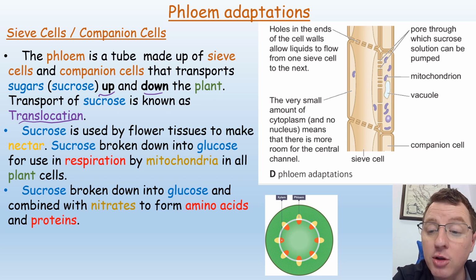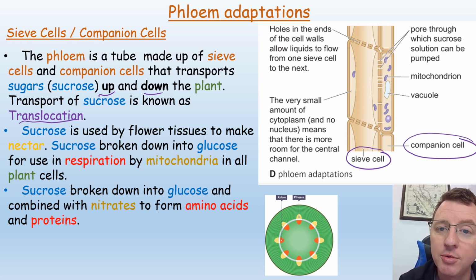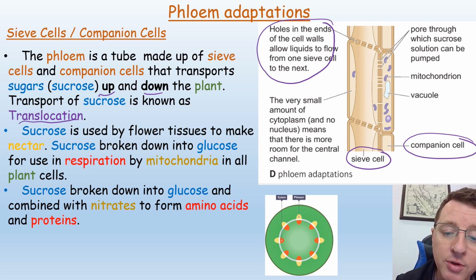Sucrose itself is a molecule made out of two different sugars joined together: glucose, produced in photosynthesis, and a similar sugar, fructose. They join together to make the sucrose molecule. So the phloem, as we've said, is made up of two different cells, the sieve cells and next to them the companion cells. They have their own adaptations to allow this translocation of sucrose solution. The sieve cells have holes in the end of the cell walls which allow liquids to flow from one sieve cell to the next, both up and down.